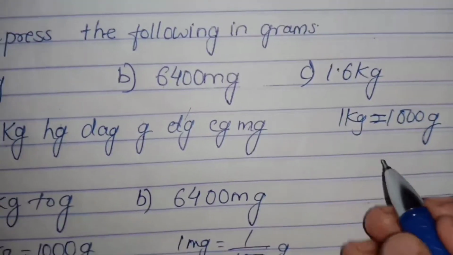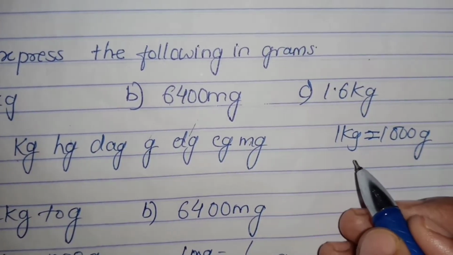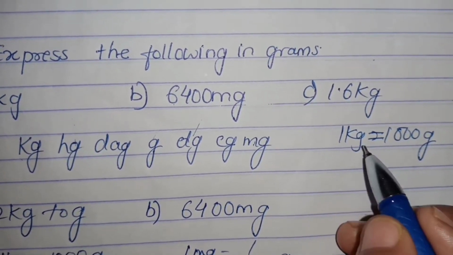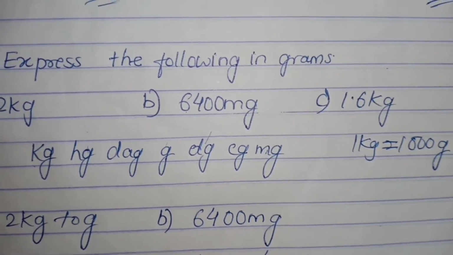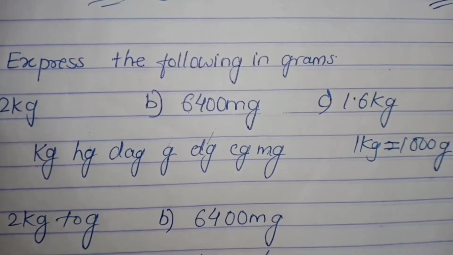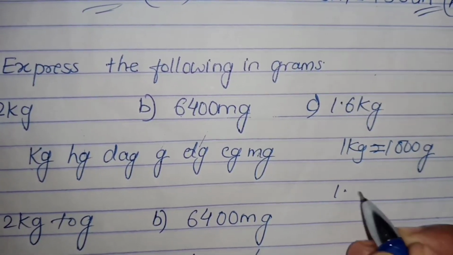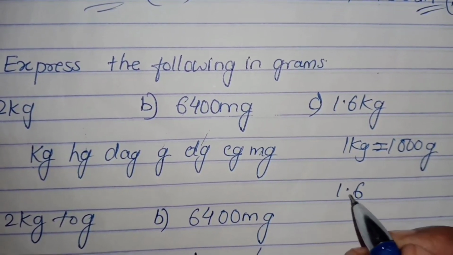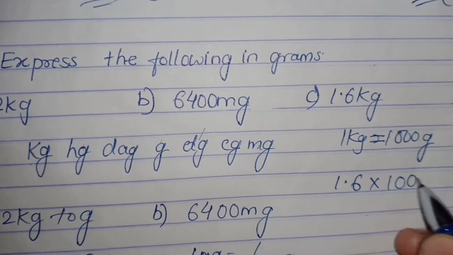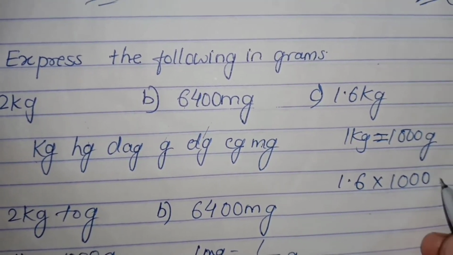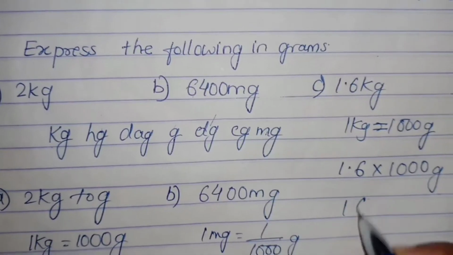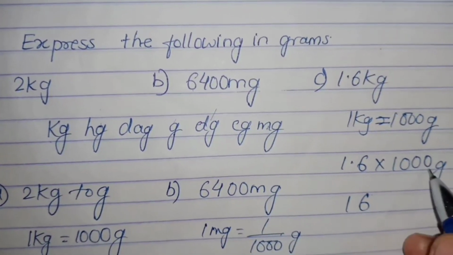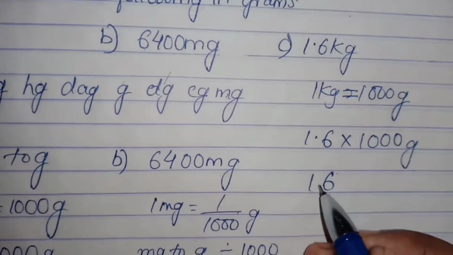So what you have to do is multiply. Kg to gram I have already shown you in question number A. So for kg to gram we have to multiply by 1000. So 1.6 into 1000. Right here, don't put a decimal. Now how many zeros are there in 1000? So from here we will take 3 jumps.